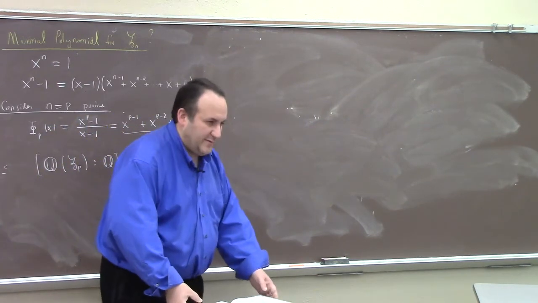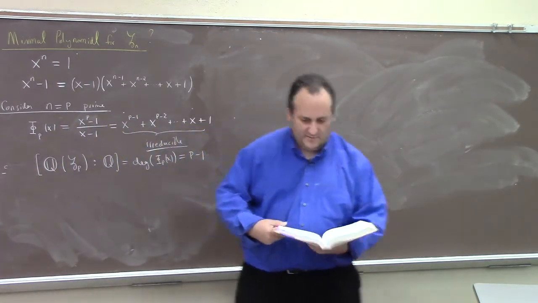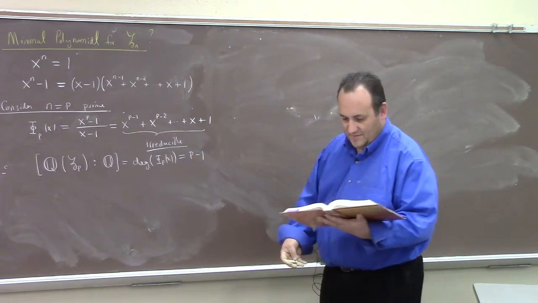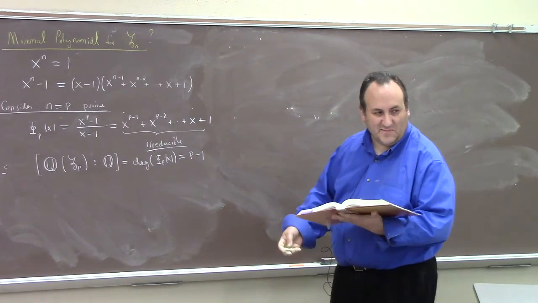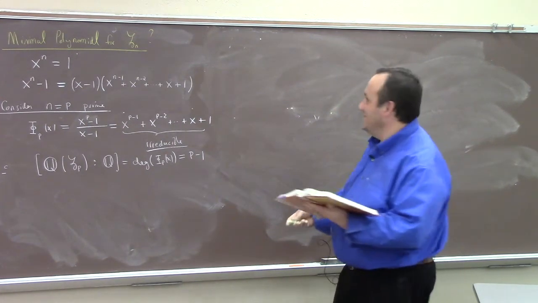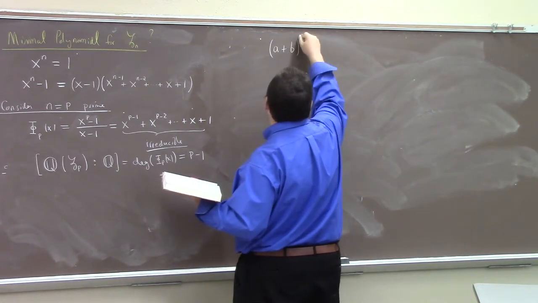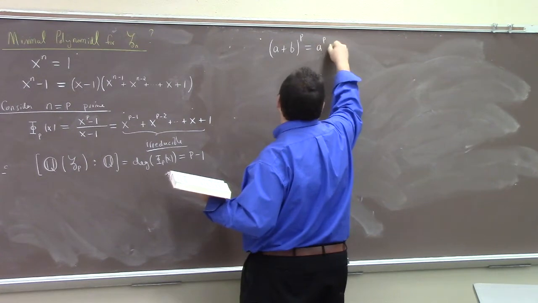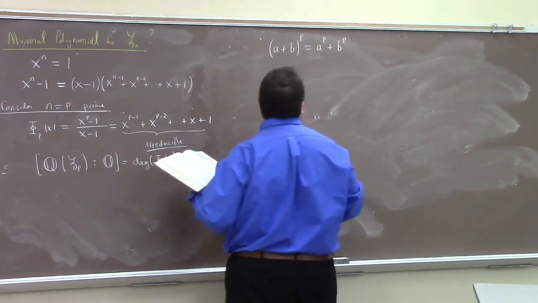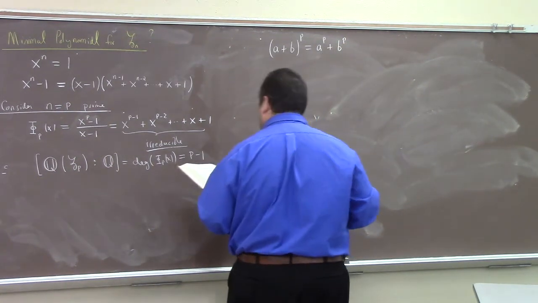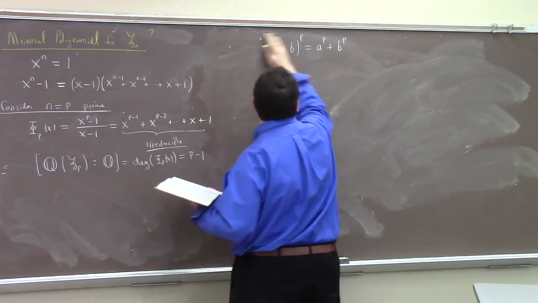I think it's important to do some of them because there are some really neat things in there. Like the freshman's dream is true over characteristic P: (A plus B) to the P power is equal to A to the P plus B to the P. This is true over characteristic P. Anyway, so here's the example.